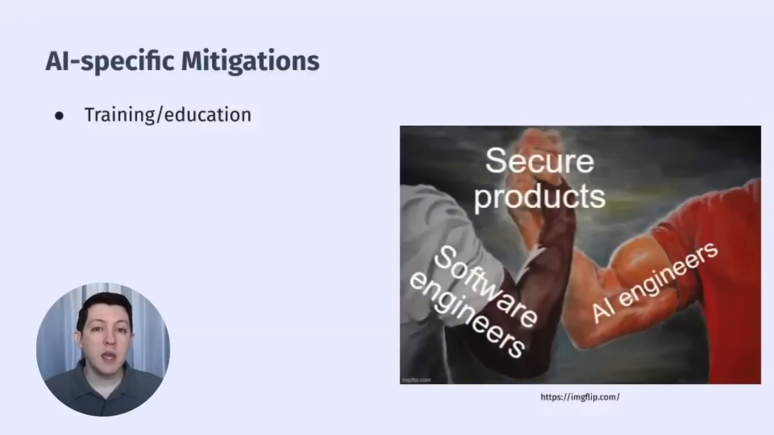Now, there are some AI-specific mitigations. Training education is certainly the first one. This is another one of those rare circumstances where the needs of the software engineers developing the application and the AI engineers developing the model align. We all want secure products. So we should think of ourselves as a cross-functional team. We all have the same goal. We're all trying to build the same thing. And there may be tensions at the specific interaction points between the model and the application. And there are different priorities when you get way down into the weeds. But at a high level, we all want secure products. So we should lean into that.